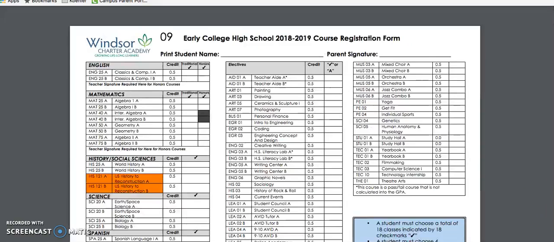So the last thing that you need to do for part 1 of your course registration is get all your signatures. So teacher signature, again, if you're taking honors classes, parent or guardian signature up here, and then you are going to turn this form into the high school office. Before you do that, you'll do part 2.